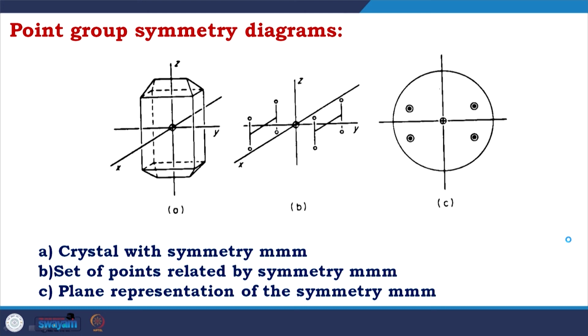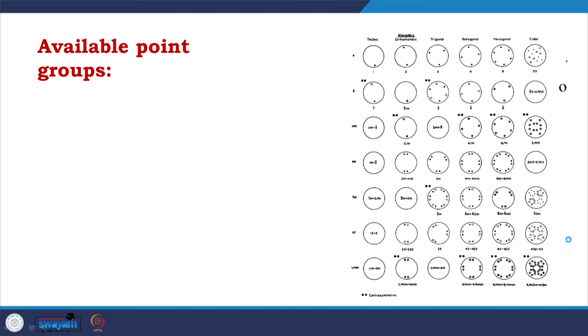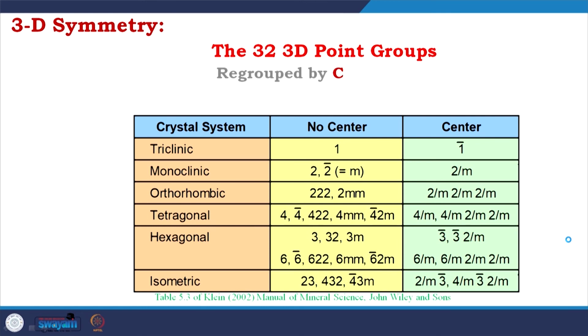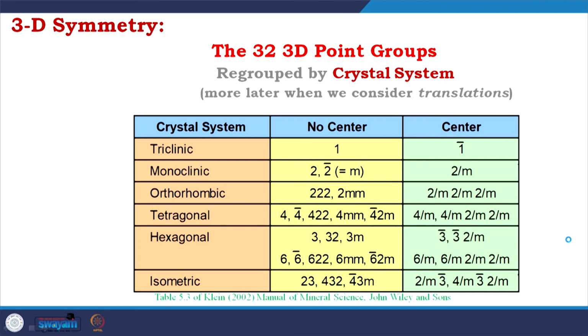So, point group symmetry diagrams. These are the available point groups. Not going into details, I would rather come to the 3D symmetry. We have 32 3D point groups. It is grouped by the crystal system, with no center and with center, which is the consideration of translation.